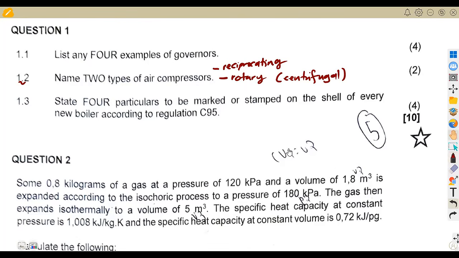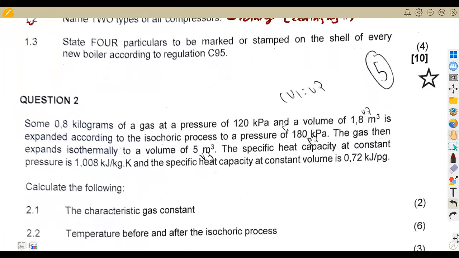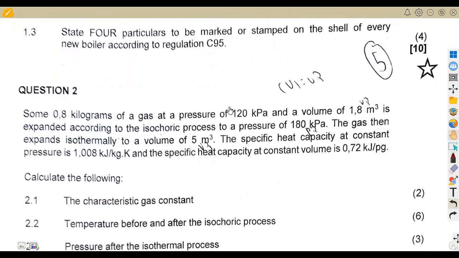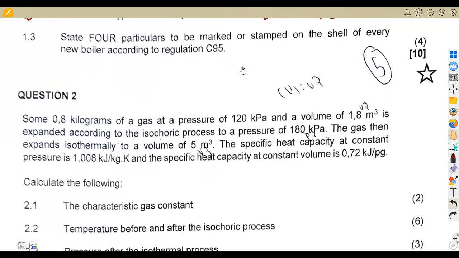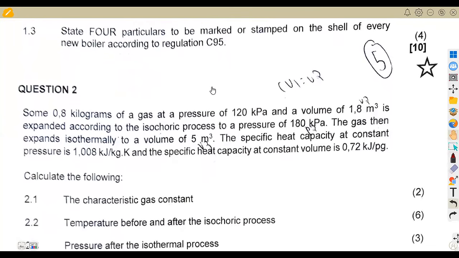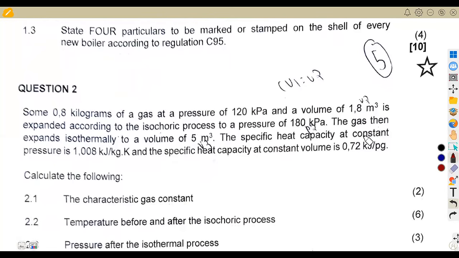All right, let us see 1.3. We have the information that we are on the boiler part. Name 4 particulars to be marked or stamped on the shell of every new boiler according to the regulation of C95. Remember, if you're dealing with a boiler, you are supposed to have the particulars, the details, written on it so that you'll be able to know. And these are the details that they are asking you, which refers to the manufacturer's name.